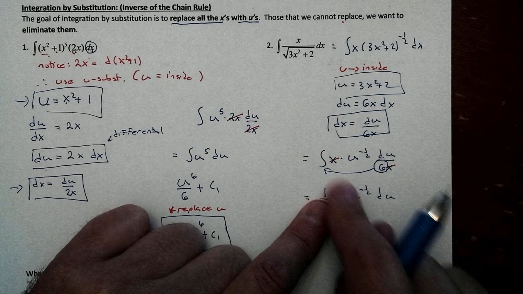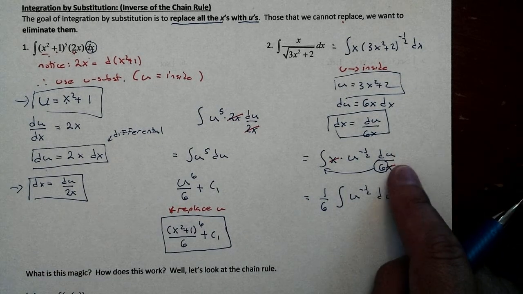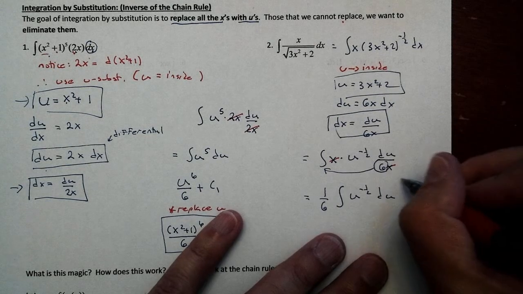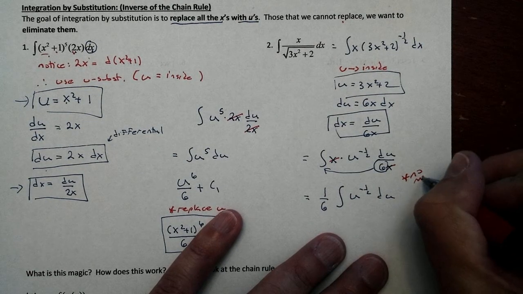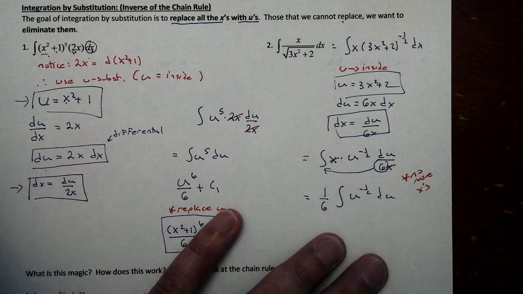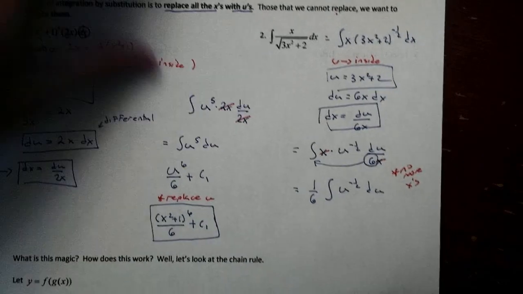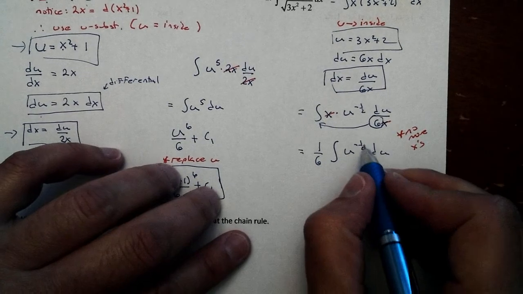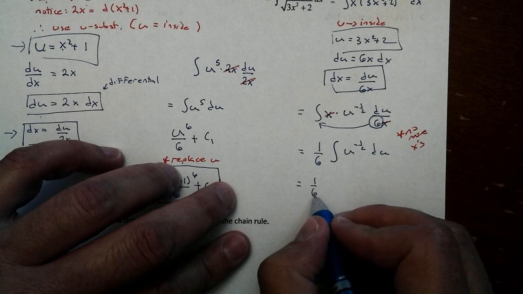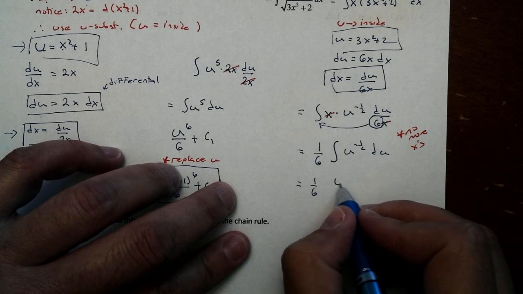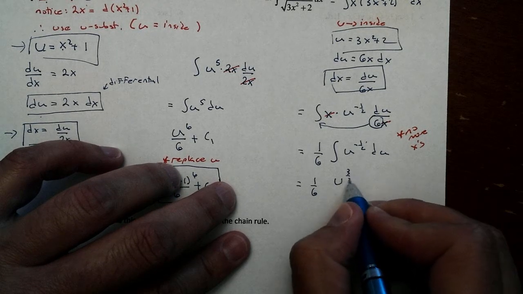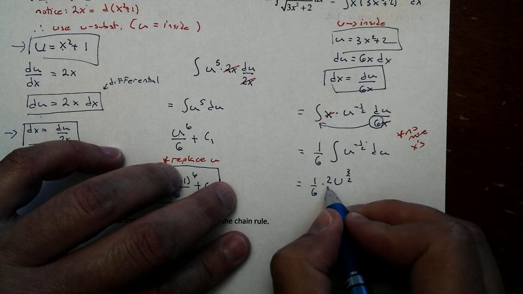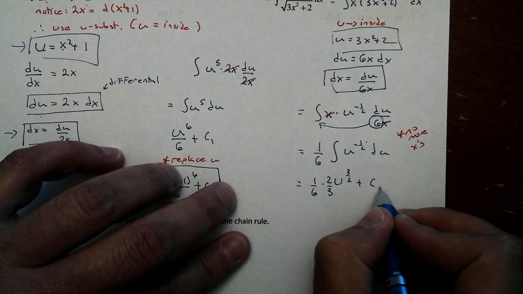Notice, no more x's. Everything is now in terms of u. We don't want any more x's. But this I can integrate. I'm going to get 1/6. This becomes u, add 1, 3/2. Invert and multiply, we get 2/3 plus c1.